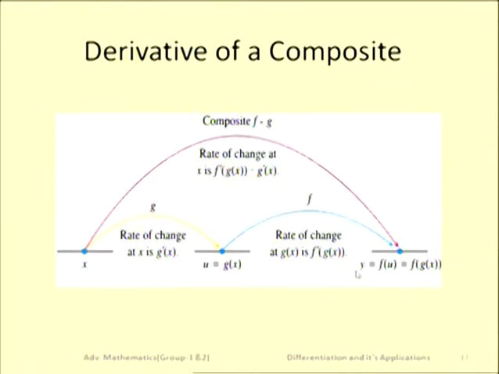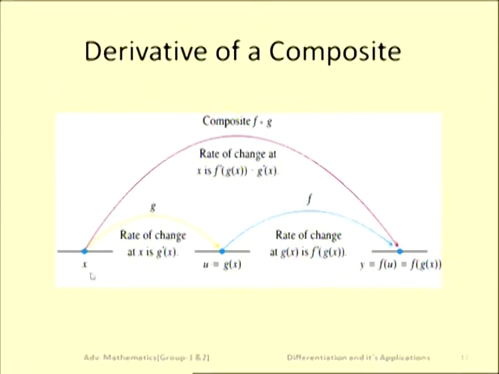Now to understand this situation, we have a graphic here. This is x, this is u equal to g(x), meaning u is a function of x. So x and u are related. Now this is y is equal to f of u, meaning y is a function of u. So if I make a change in x, there is a change in u, and as a result of the change in u, there will be a change in y.